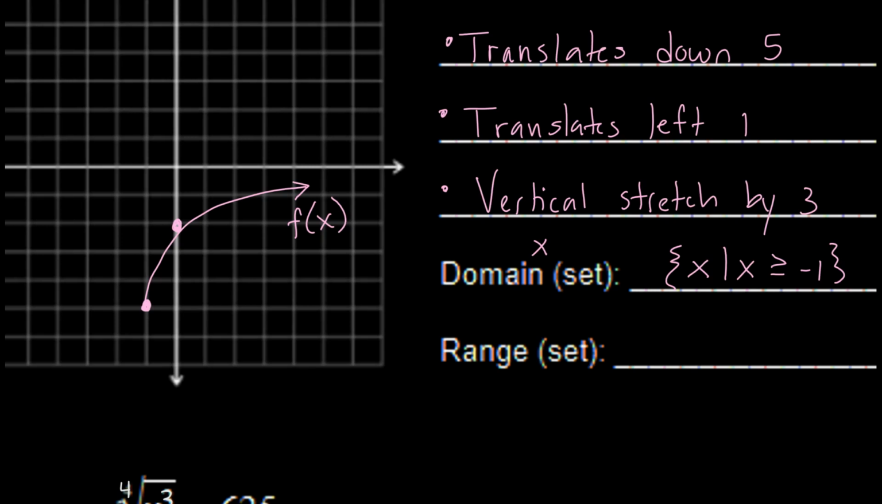So our lowest y value is where? -5. And what's our max y value? Infinity. So how do I write this notation? y such that y is bigger than or equal to -5. All of our y values are bigger than or equal to -5.